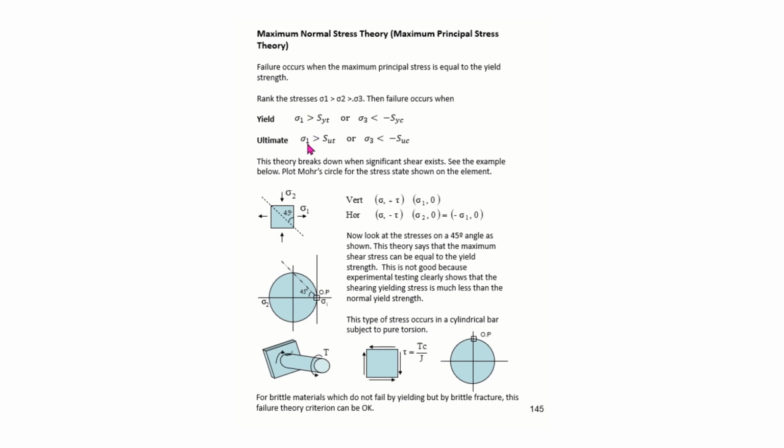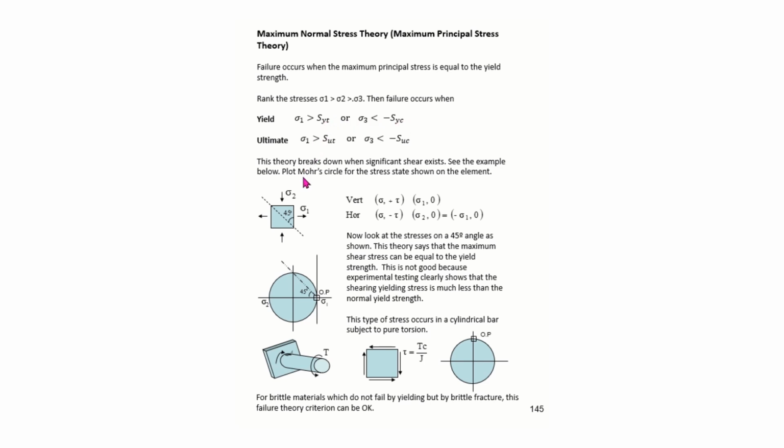And this failure theory can also be based on ultimate strengths. And sometimes it is, because it's more of a brittle failure theory where you use the ultimate strengths more often as your failure criteria. If the maximum normal stress is ever used as a ductile failure theory, then you would be using the yield strength values here.